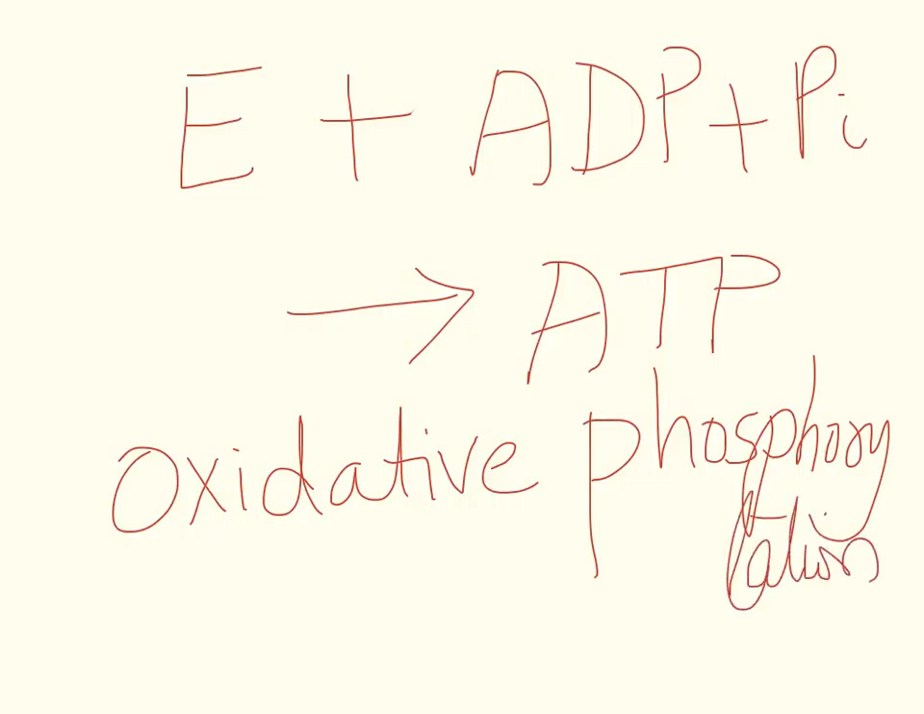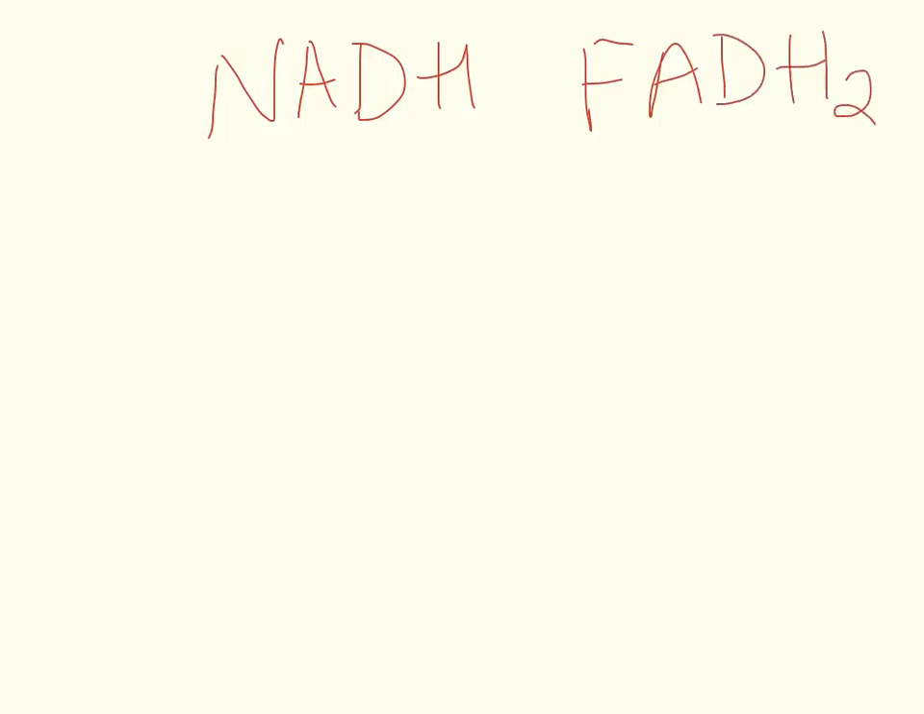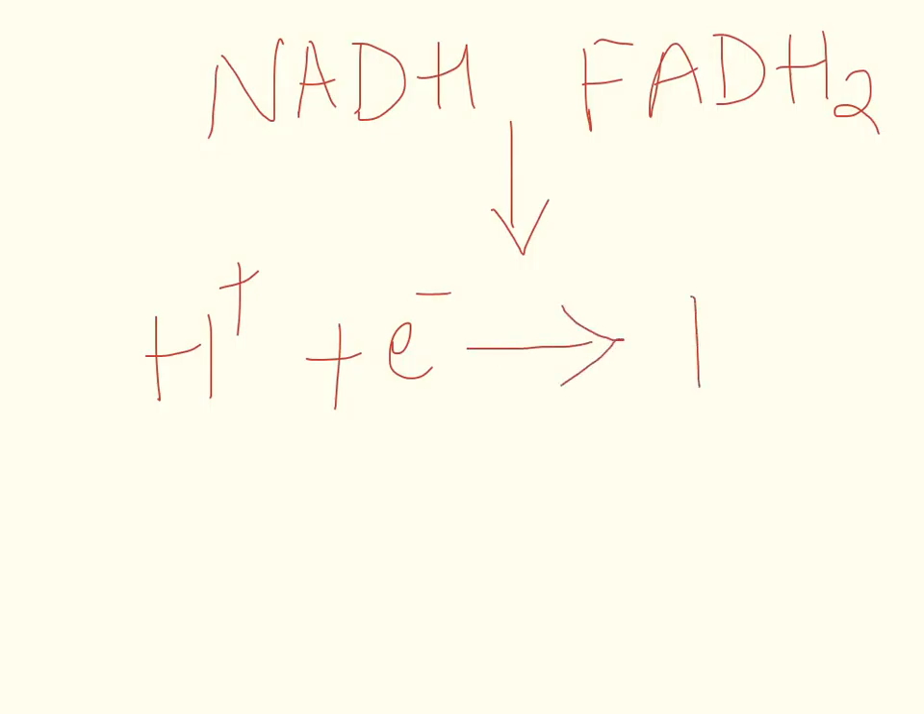Alright. So to summarize, the NADH and FADH2 are the reduced form of the coenzyme. When these two get oxidized, hydrogen ions and electrons are produced. These electrons and hydrogen ions are transported through the membrane where they combine with oxygen to form H2O. That is known as electron transport.